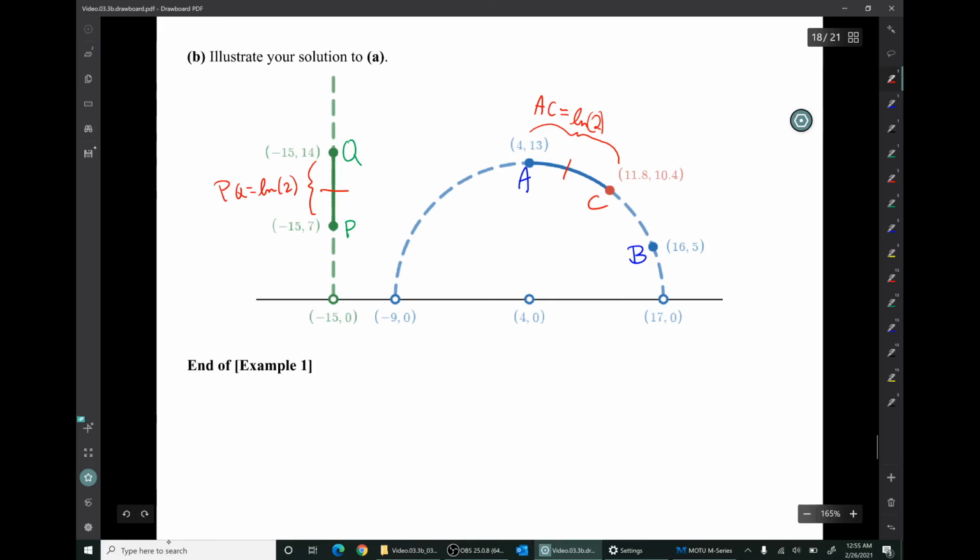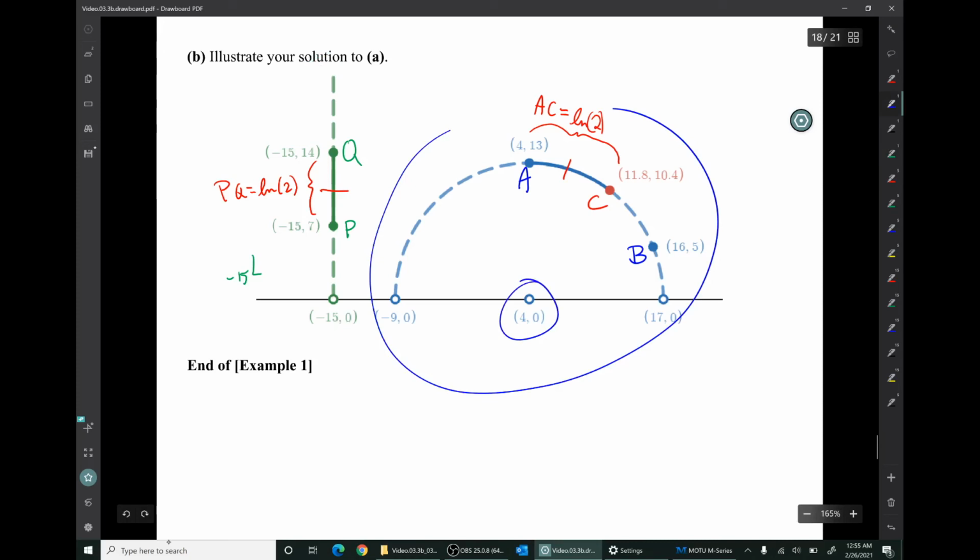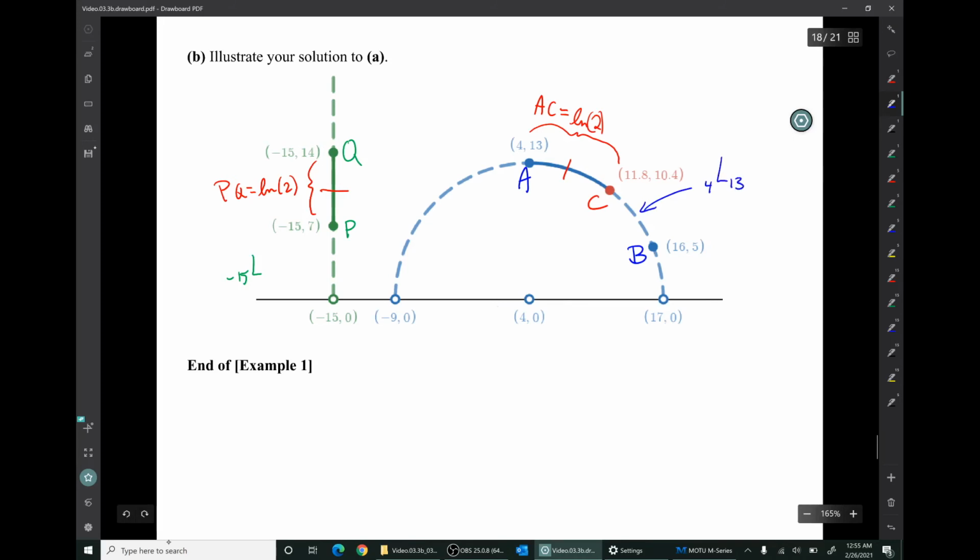So the distance between P and Q is ln of 2. The distance between A and C is ln of 2. Notice that this type 1 line, we know, is the type 1 line denoted negative 15L. This is a type 2 line on the right. It centers at 4, 0, and its radius is 13. So this is the line denoted that way, 4L13.